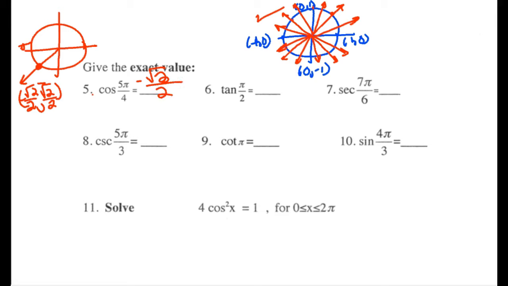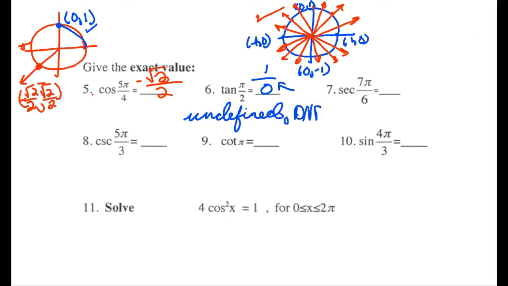The tangent of pi halves would be sine over cosine right up here at 0, 1. So it'd be sine, the y value, over cosine. If you leave this, I will take a point or a half a point off because that's not technically a solution. We say that's undefined. If you get 0 over 1, you write 0. If you get a 0 in the denominator, you write undefined. Or in this class, a lot of times we just write DNE for does not exist. So either one of those is fine, but don't leave that.